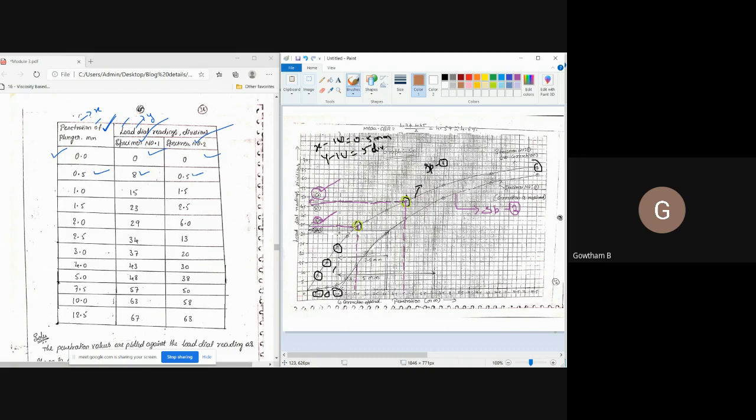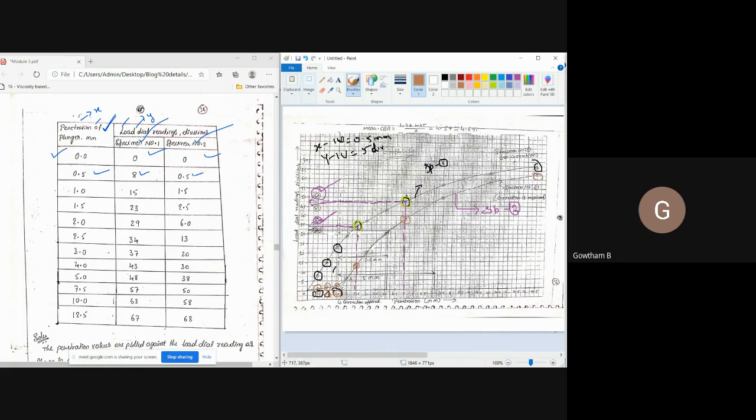For 0.5 I marked 0.5 division only here. For 1 I marked 1.5 divisions. Then for 1.5 I marked 2.5 divisions. Then for 2.5 I marked 13 divisions. You can see here I marked 13 divisions. Next for 5 I marked 38 divisions. You can see here I marked 38. Similarly, at last, for 12.5 I marked 63 divisions.